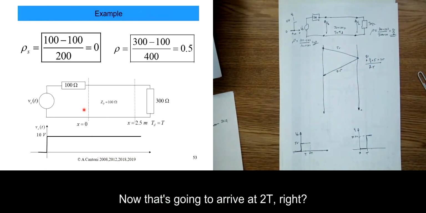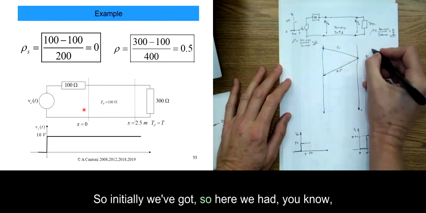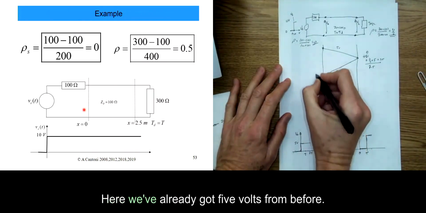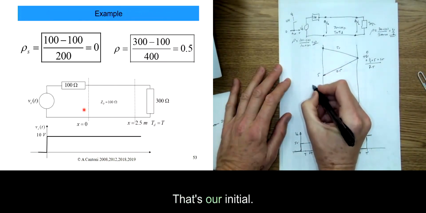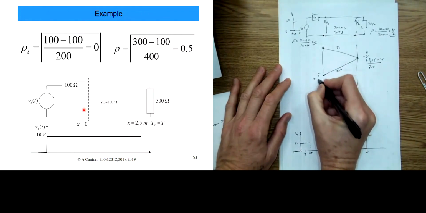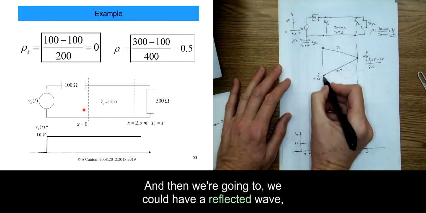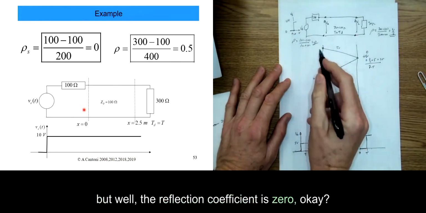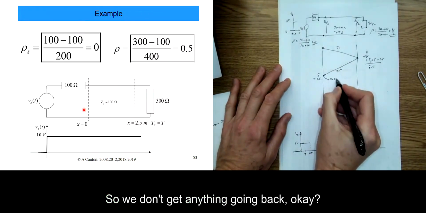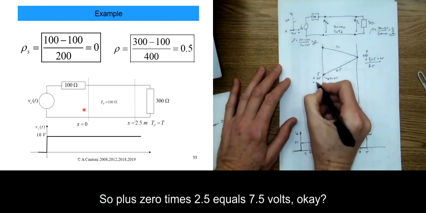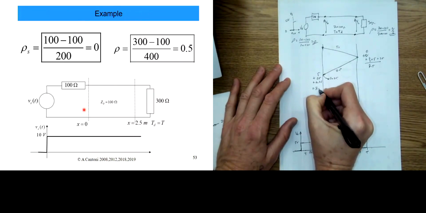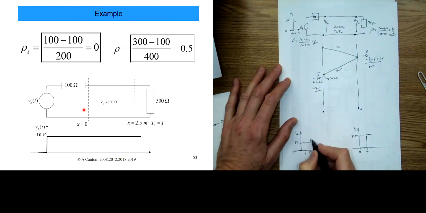Now that's going to arrive at 2T, right? So initially we had 0 here. Here we've already got 5 volts from before. That's our initial. It's going to have 2.5 volts. And then we could have a reflected wave, but the reflection coefficient is 0, okay? So we don't get anything going back. So plus 0 times 2.5 equals 7.5 volts. Okay. So this will go up to 7.5 at 2T.